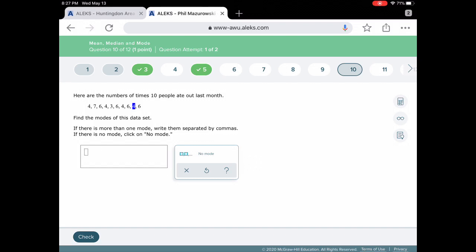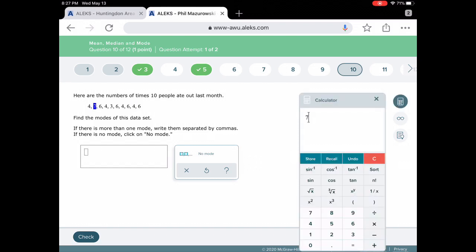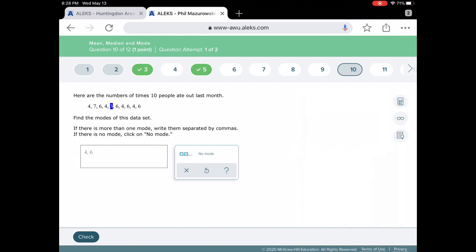Let's look at the 7. There's only one 7, so definitely not that. The 6s, I see 1, 2, 3, 4 6s. So that appears the same amount of times as the 4. So we have 2 modes now. And then the 3 only appears once. So we have 4 and we have 6. All right, so it is possible to have more than one mode.